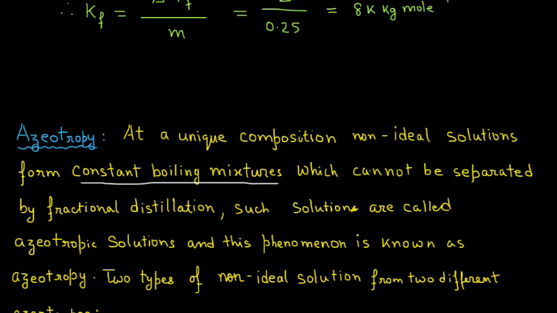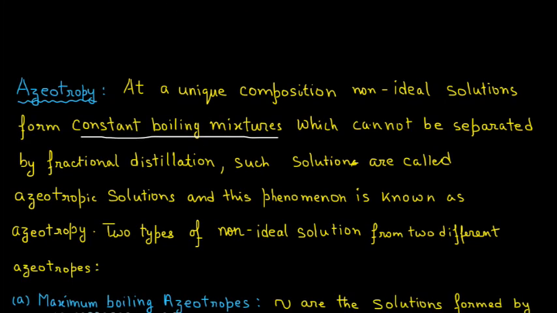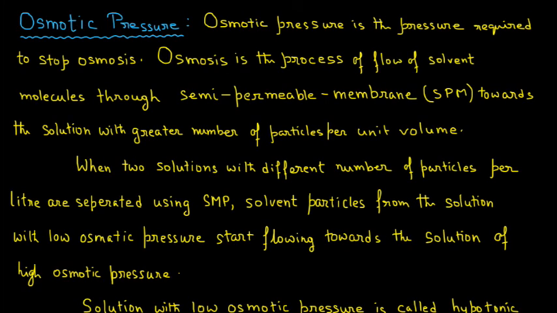So now osmotic pressure. Osmotic pressure is the pressure required to stop osmosis. Osmosis is the process of flow of solvent molecules through a semi-permeable membrane, SPM, towards the solution with greater number of particles per unit volume. When two solutions with different number of particles per liter are separated with SPM, solvent particles from the solution of lower osmotic pressure start flowing towards the solution of higher osmotic pressure.